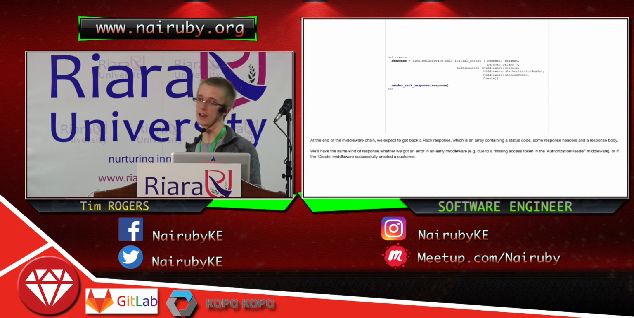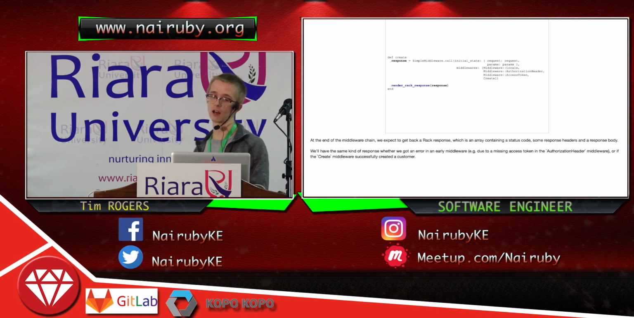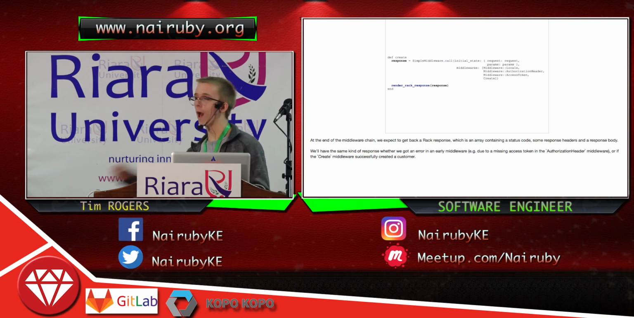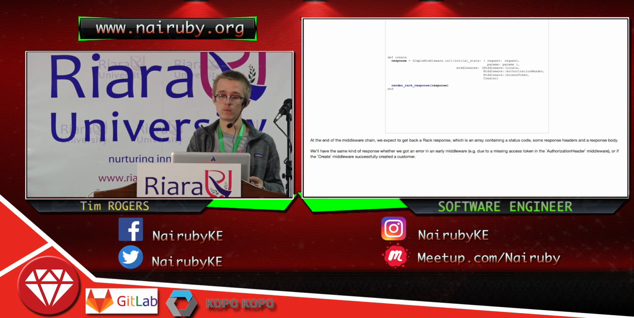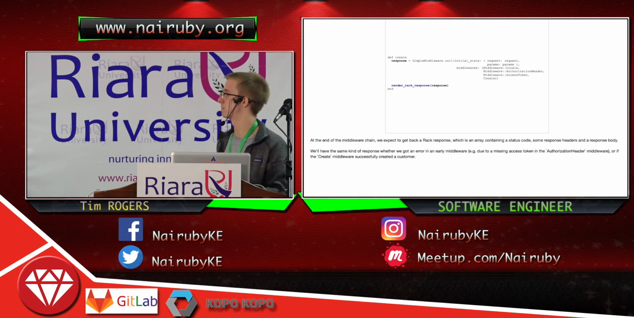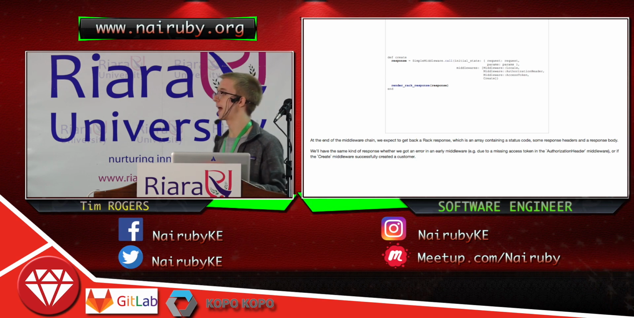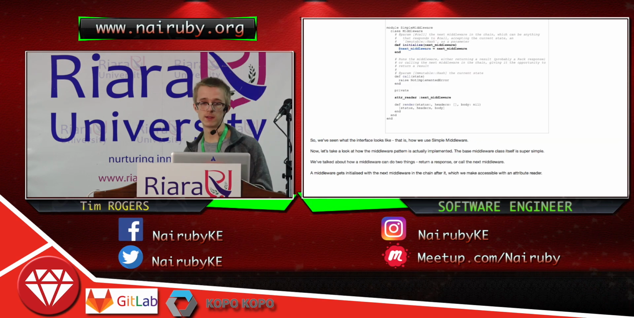At the end of the middleware chain, we expect to get back a Rack response, which we render back to the client. A Rack response is just an array containing a status code, some response headers, and a response body. We'll have that same kind of response whether we got an error in an early middleware, or if the create middleware got right to the end and successfully created a customer and rendered it back. So we've seen what the interface is. That is how we use simple middleware. Now let's take a look at how it's built.